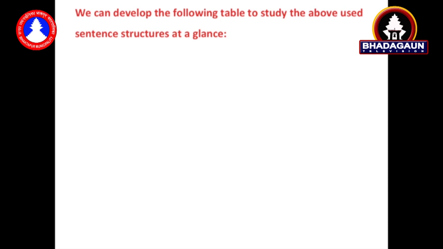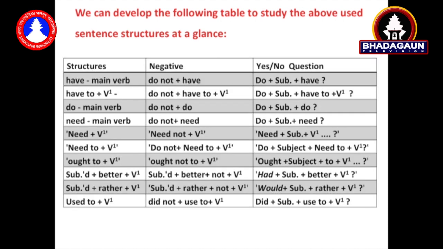Dear students, in summary, we can develop the following table to study the above used sentence structures at a glance. It goes like this. Structure: have is used as the main verb, and its negative is do not plus have, and its yes-no question is do plus subject plus have. Have to plus V1, that is obligation, and its negative is do not plus have to plus V1. And its question is do plus subject plus have to plus V1. Next, do is used as the main verb, and its negative is do not plus do. And its question is do plus subject plus do.